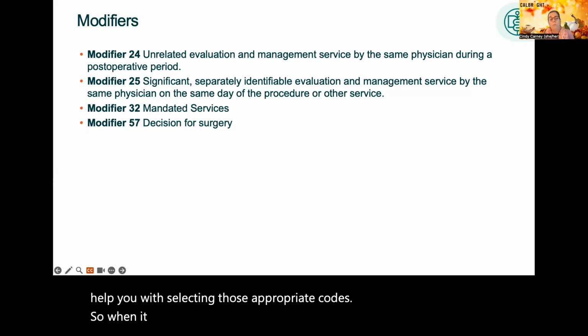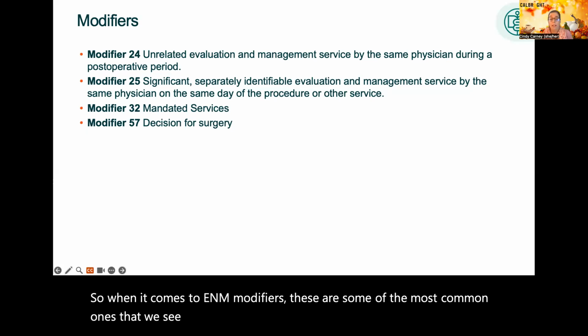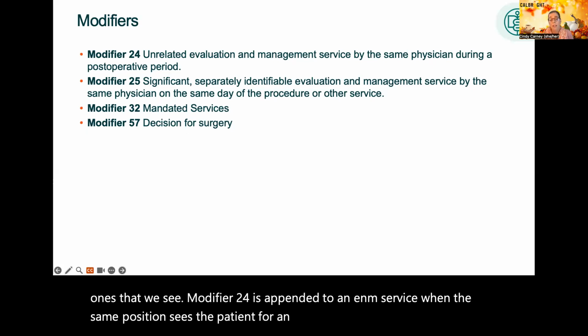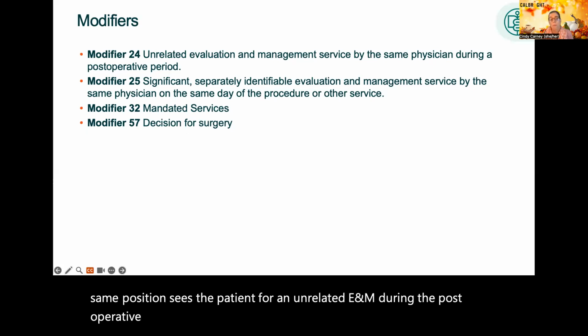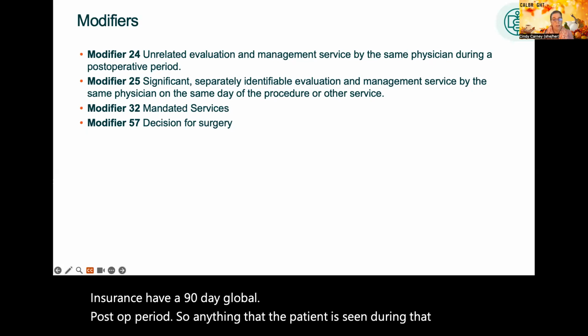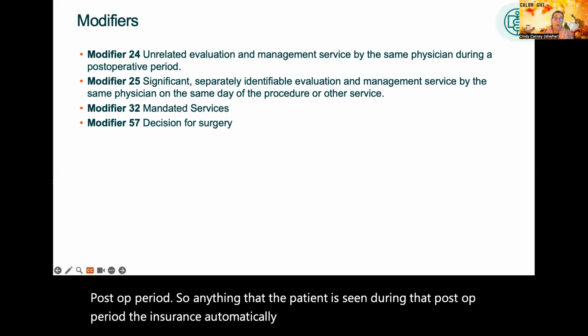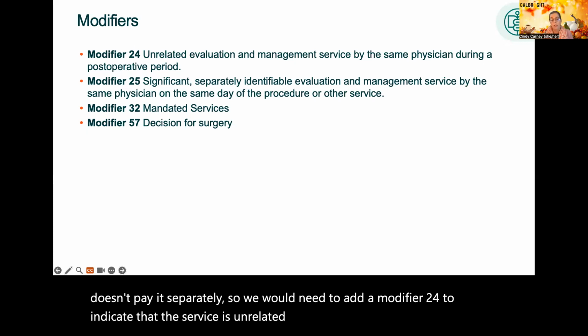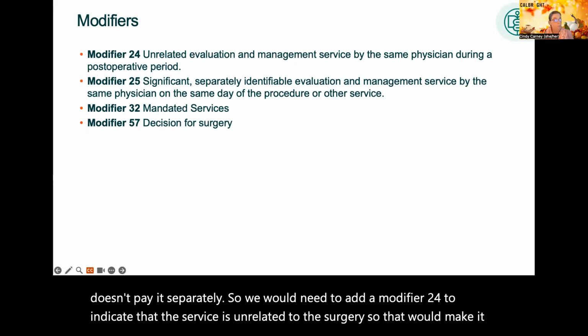So when it comes to E&M modifiers, these are some of the most common ones that we see. Modifier 24 is appended to an E&M service when the same physician sees the patient for an unrelated E&M during the post-operative period. Most insurances have like a 90-day global post-op period. So if the patient's seen during that post-op period, the insurance automatically assumes it's part of that post-op period and doesn't pay it separately. So we would need to add a modifier 24 to indicate that the service is unrelated to the surgery. So that would make it separately payable.